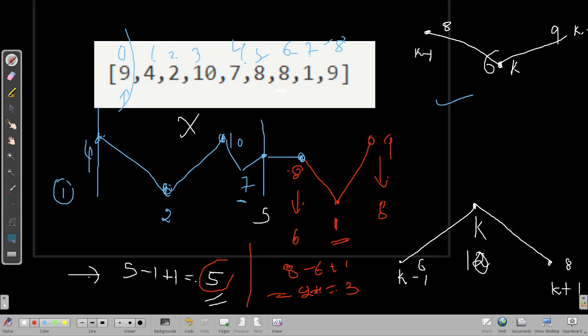Previously we had the answer 5, so we don't have to think about 3 because we need the maximum subarray. That's our answer. So this is how we can get the answer. But how can we code it? Let's think about that. It is simple. Here we also take two pointers.